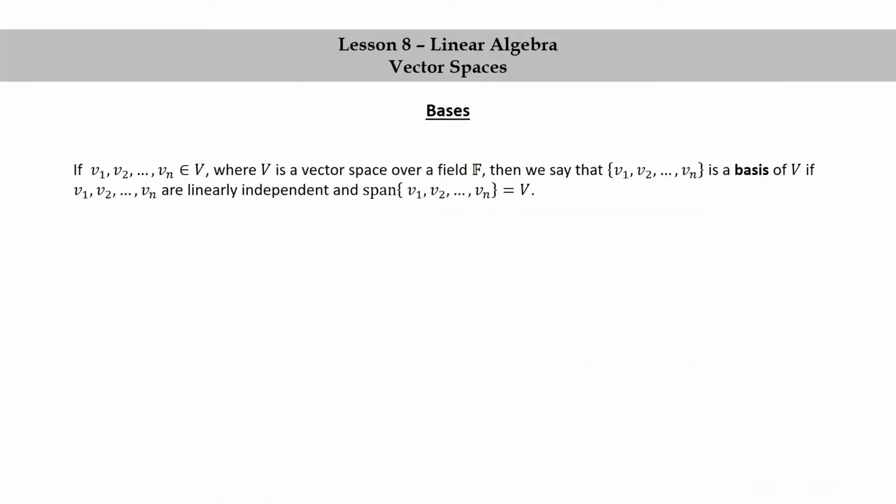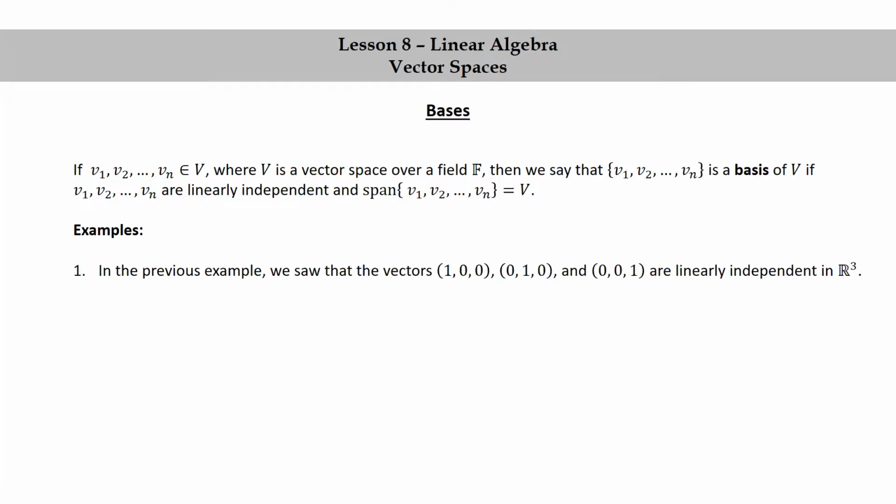If v1 through vn are in capital V, where capital V is a vector space over a field F, then we say that the set v1 through vn is a basis of V if v1 through vn are linearly independent and the span of the set v1 through vn is equal to V.